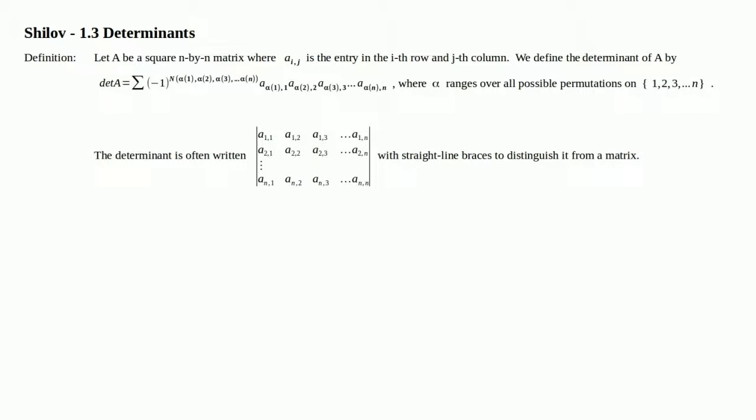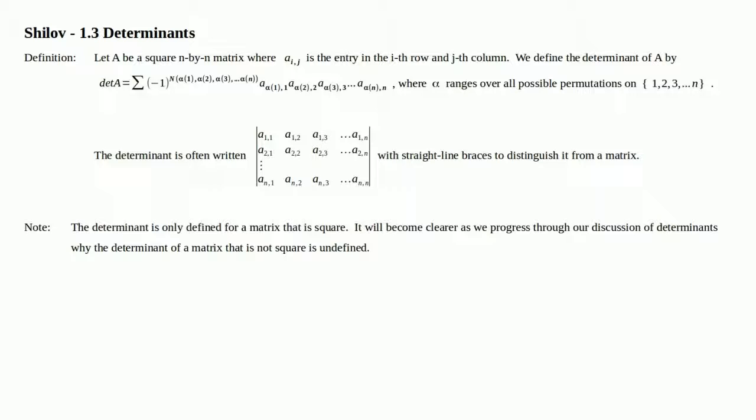The determinant is often written like this, with straight line braces to distinguish it from a matrix. It's often written like a matrix, but you use straight line braces, and that denotes that you're taking a determinant of that matrix. And actually, this is the notation that Chapter 1.3 uses, but that's also a pretty standard notation.